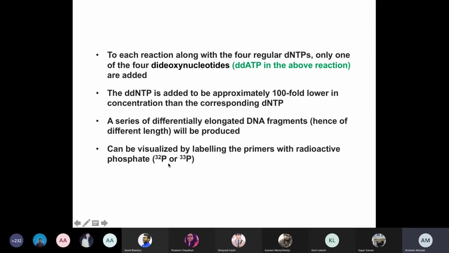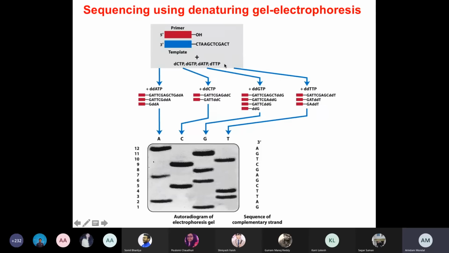And how to visualize these fragments? In order to visualize these fragments, for each of the reactions you should be using a primer. Now if you label the 5' end of the primer with radioactive phosphate, in that case all of the fragments should be radioactively labeled, right?